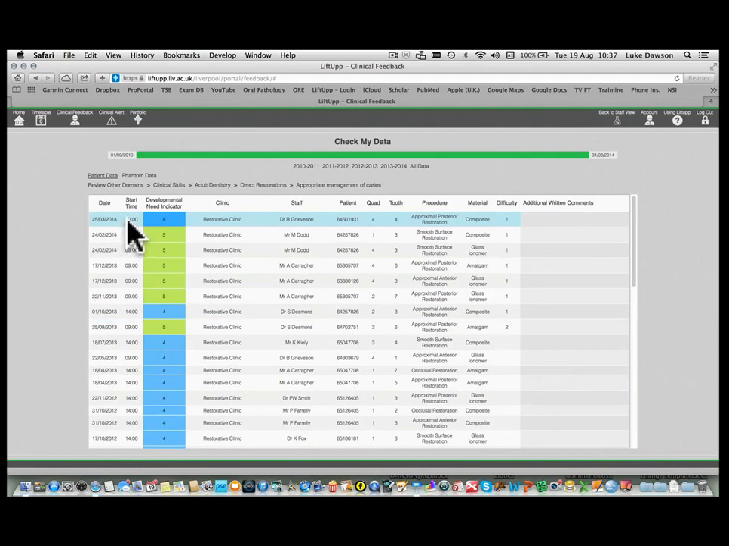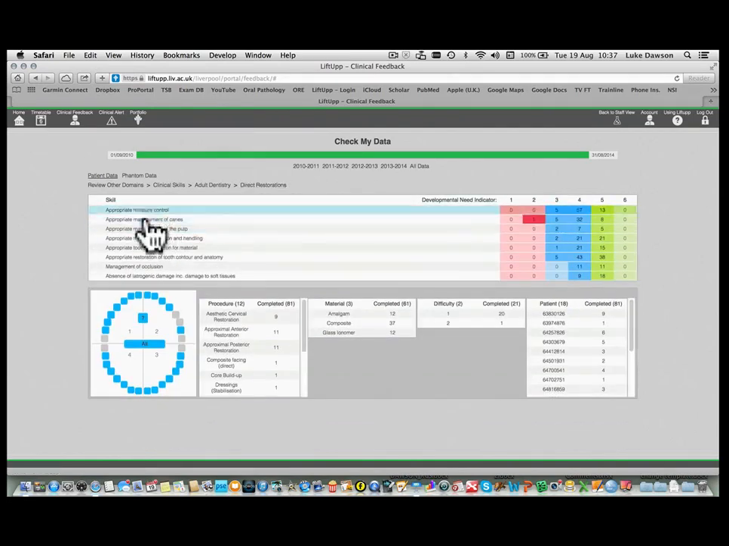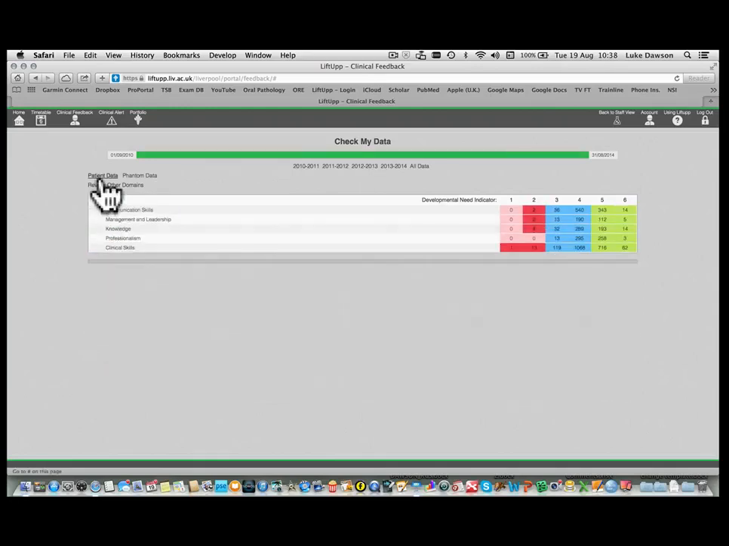So you can use this data to identify where, within the minor supporting competencies for putting a direct restoration in, you need to practice and focus. You also notice that in Liverpool we use this in Phantom Head, and the same things apply in Phantom Head. So when you get this, you can go around this interface and have a good look.